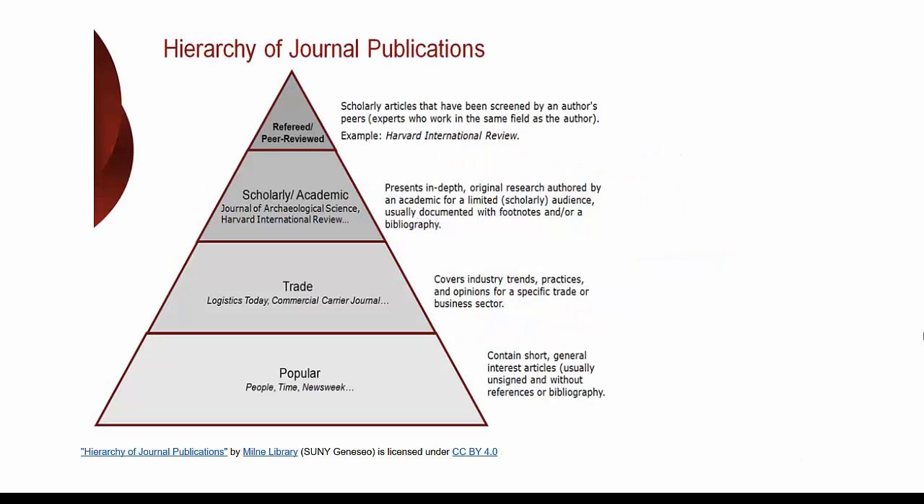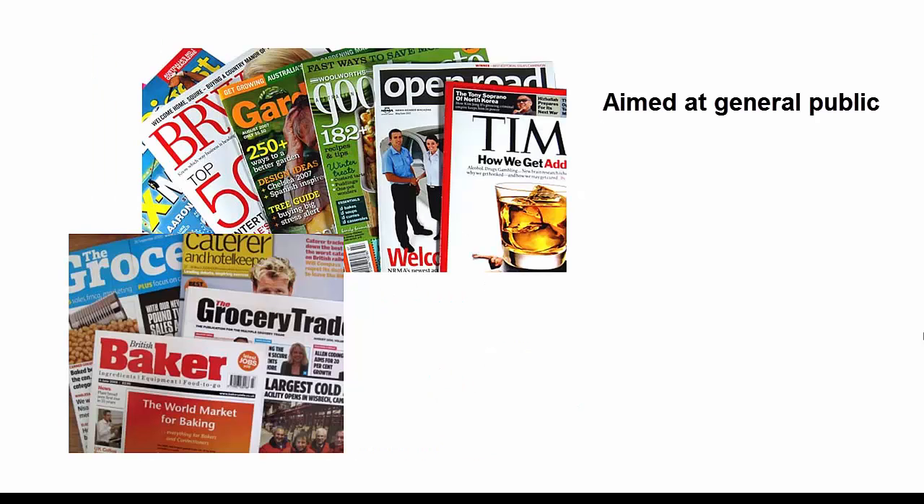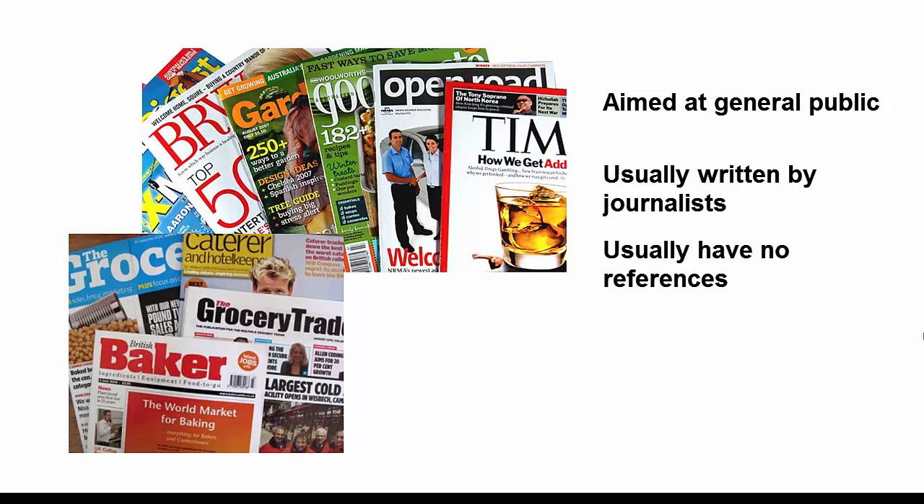This pyramid illustrates the level of reliability, credibility, and bias typically found in different types of publications. Popular and trade publications, which are magazines and most newspapers, are lower on the reliability, credibility, and bias scale. Generally, these articles are aimed at the general public or at a particular industry, are written by journalists and not experts, and do not usually include references.